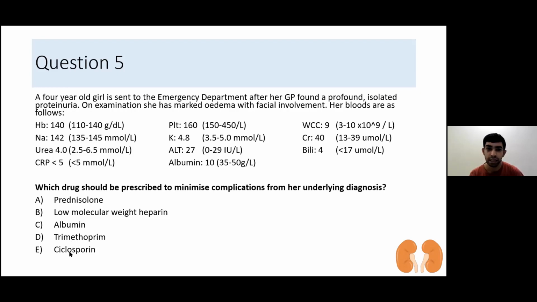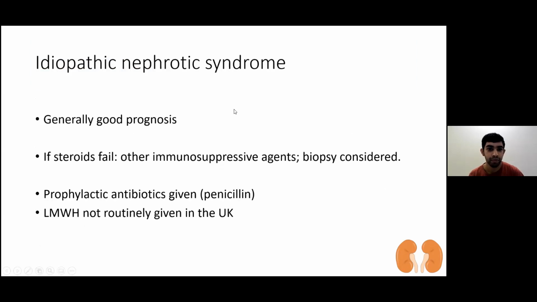And then cyclosporin does have a role to play in nephrotic syndrome. However, it is a second-line drug. So we tend to use prednisolone first. And the key thing to bear in mind is that 9 out of 10 children will respond to their course of prednisolone. However, if they don't, we typically start other immunosuppressive agents, of which cyclosporin is one. And we might, at that point, potentially consider doing a renal biopsy as well. So prednisolone is the correct answer.